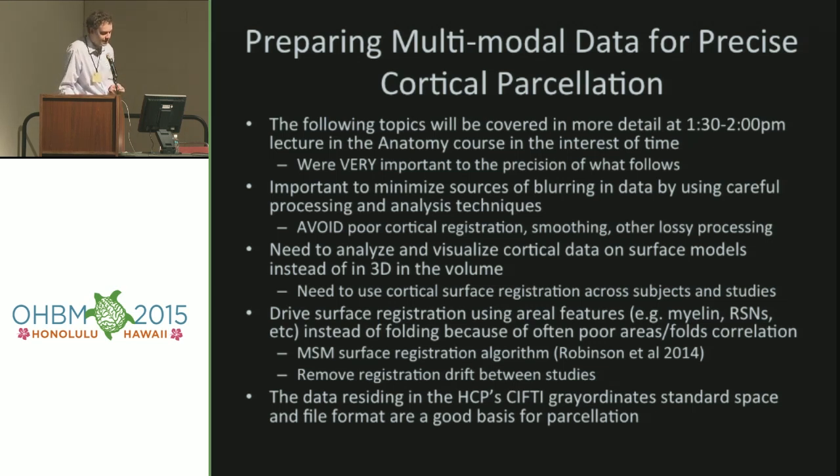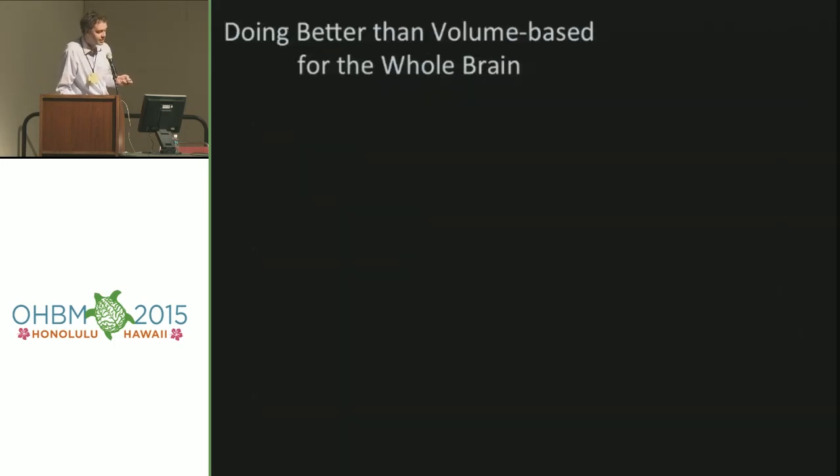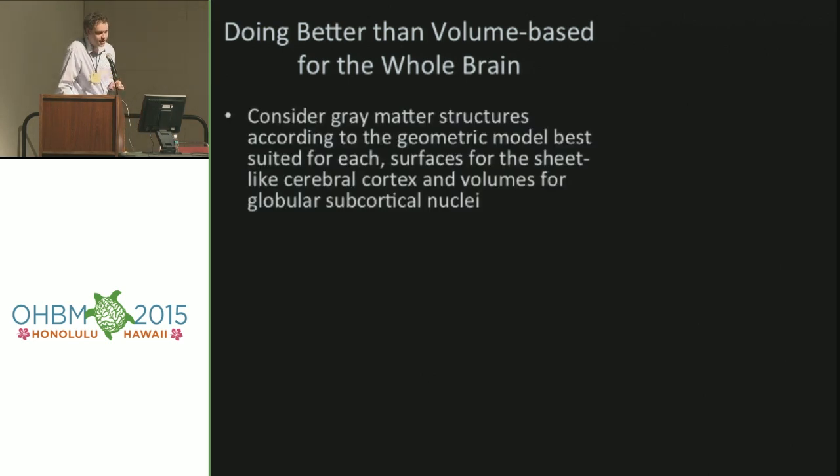What is that? So it's basically how we can do better than a volume-based analysis for the whole brain. So we're going to consider gray matter structures according to the geometric model that is best suited for each, and that means surfaces for the sheet-like cerebral cortex and volumes for globular subcortical nuclei.